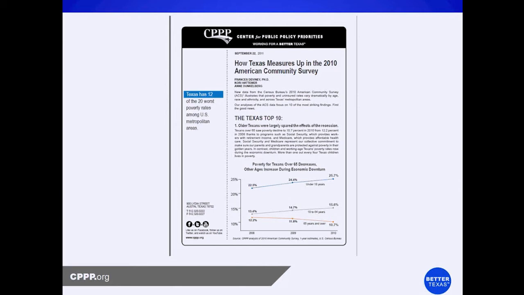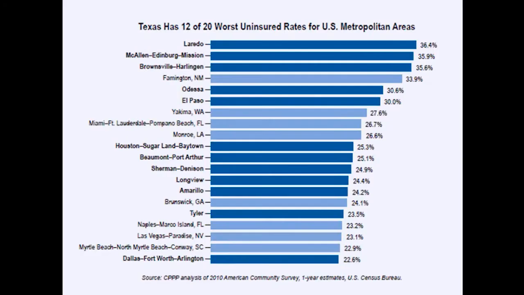And as you can see from the front page of this report, we were able to use the American Community Survey to determine that Texas has 12 of the 20 worst poverty rates among the U.S. metropolitan areas. And we were able to look at how poverty differed by age in the chart below, where we were able to look over time and by age group how poverty had been changing for Texans. And that little pull-out quote came from this graph which we made from the American Community Survey.